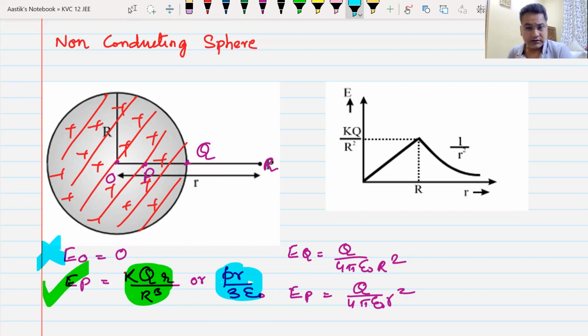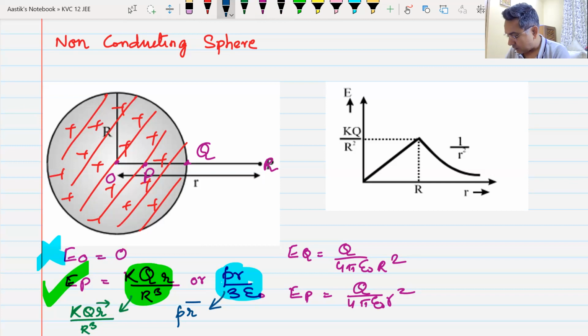I can convert the scalar formula into the vector formula. How will the green scalar formula look like in vector? You don't need rocket science to understand this. The green formula looks like this: KQ r vector divided by r cube. Do we understand this? Yes, sir. This is how the green formula looks, but I like it in the other form, the blue one. In the blue one, it looks like rho r vector by 3 epsilon naught.